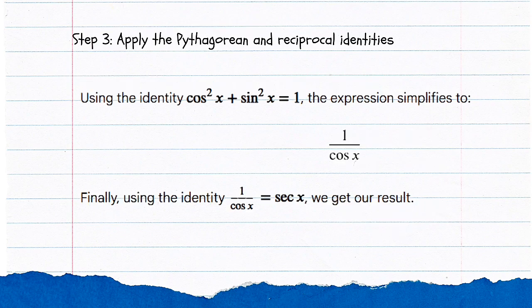Step 3 is to apply the Pythagorean and reciprocal identities. Using the identity cosine squared x plus sine squared x equals 1, the expression is simplified into 1 over cosine x. And finally, using the reciprocal identity of 1 over cosine x, we get secant x. And that is our result.